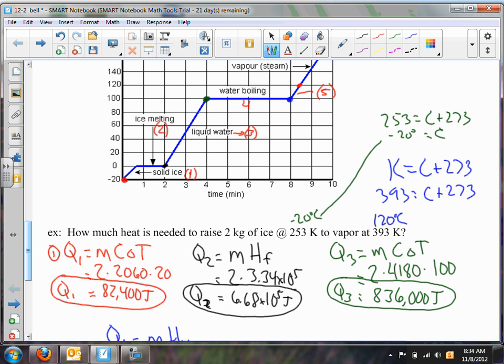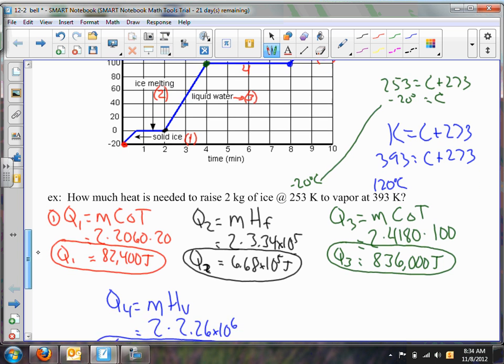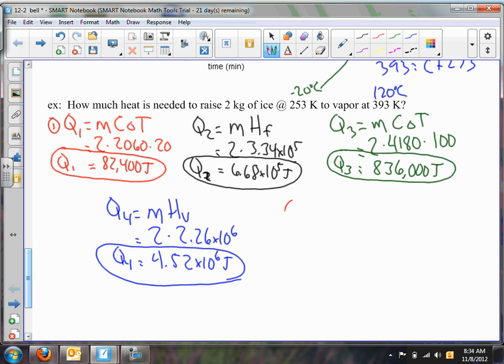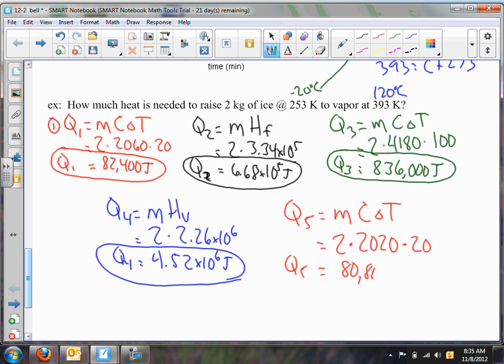And lastly, we just need to raise the temperature of the steam to go from 100 degrees to steam at 120. So since the temperature is changing, you need to use the Q equals mc delta T equation. The mass is still 2, and the specific heat of steam is different than that of ice. It is 2020. Going from 100 degrees to 120 degrees, my temperature changed by 20. If you multiply these together, 2 times 2020 times 20, we get 80,800 joules.